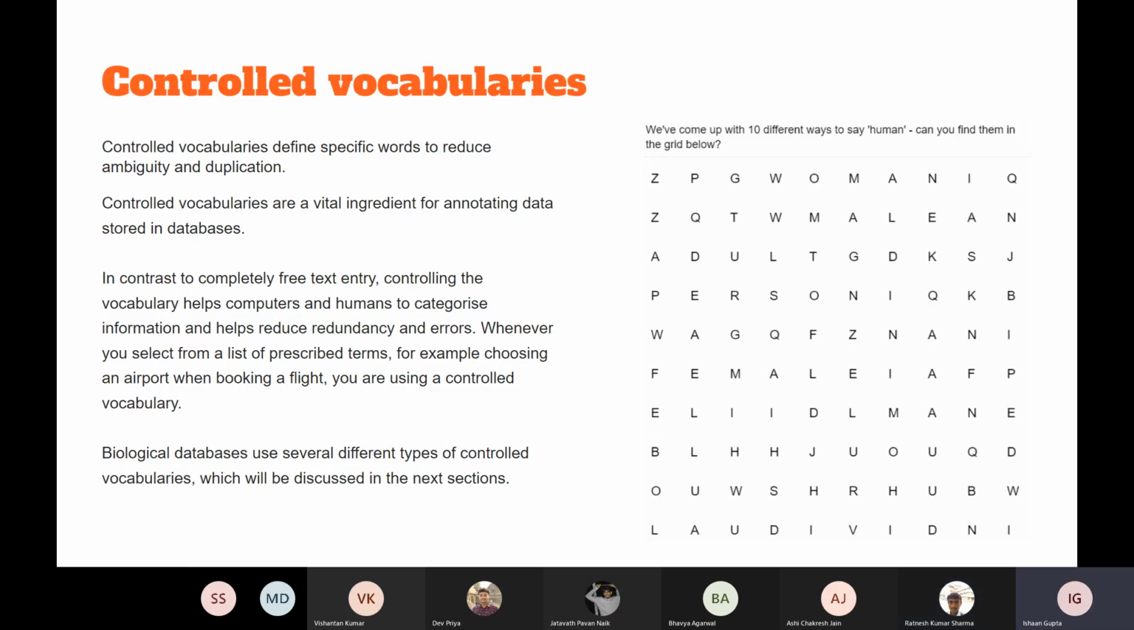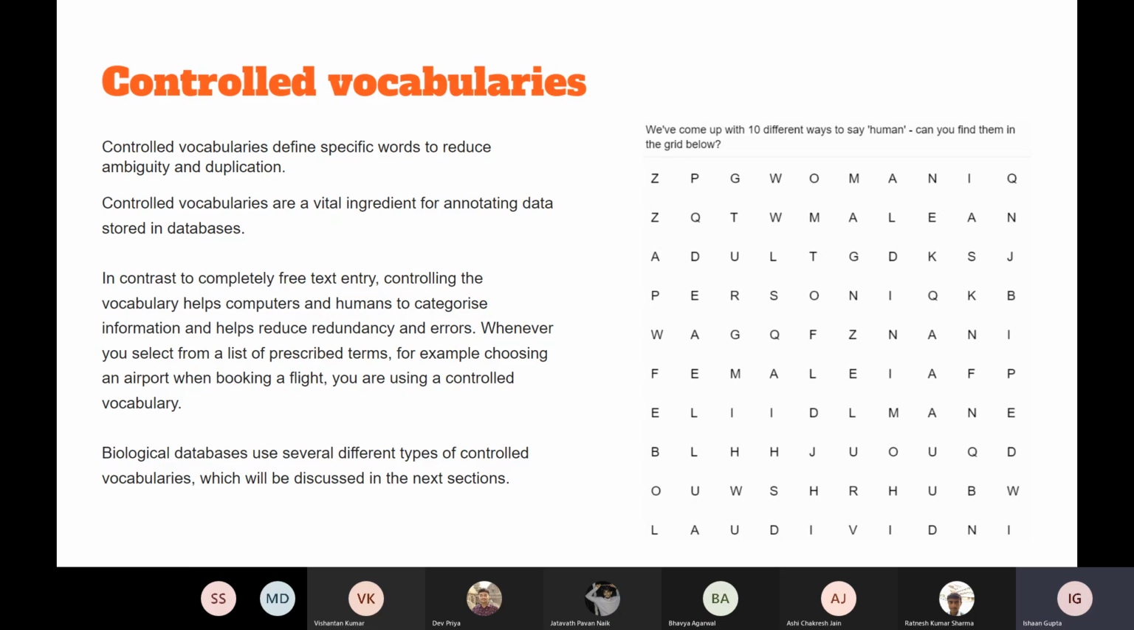So when I say controlled vocabularies, I basically meant defining specific words which reduce ambiguity and duplication. So, for example, if you're working with a cell line, instead of Dev and Mayank, two people doing experiments on the same cell line, giving their own name to the cell line, they will be forced to use controlled words to describe their experiment or their cell line, right? And this basically makes sure that there is less redundancy and ambiguity, and also reduces errors and allows more automation in the process. So here is a quick controlled vocabulary exercise.